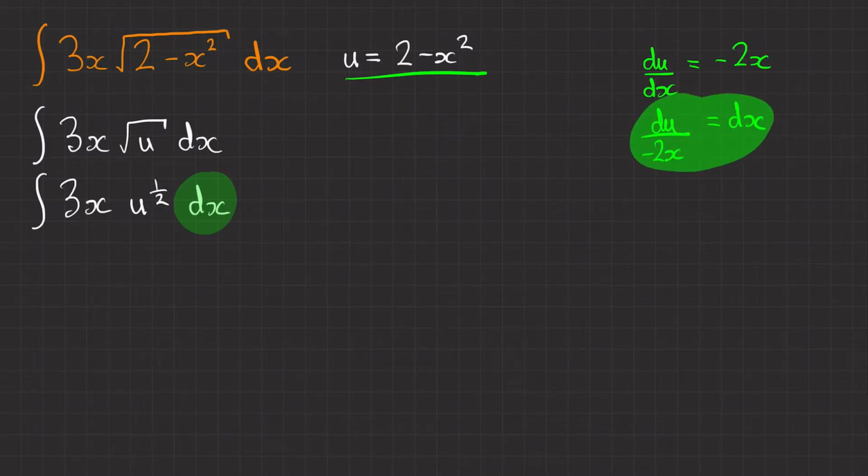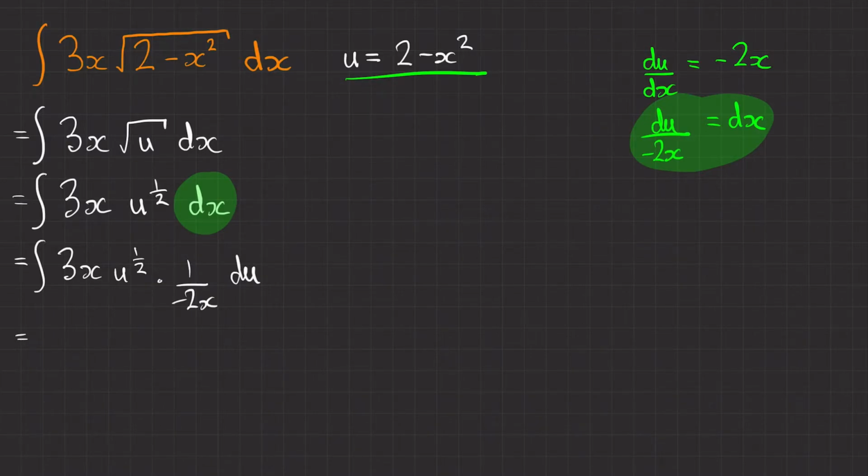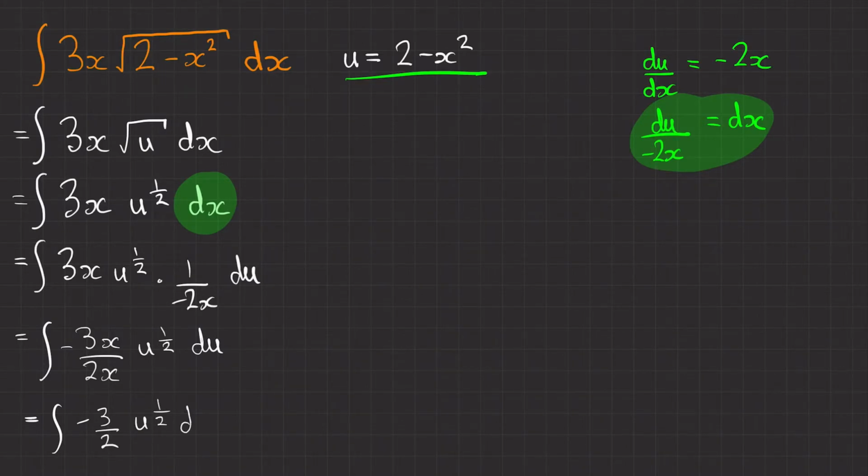We can substitute in this now. So we've got the integral of 3x u to the half multiplied by 1 over minus 2x, all with respect to u. Tidying this up a bit, we'll have equals 3x, or minus 3x over 2x, multiplied by u to the half, all with respect to u. This x and this x here cancel out. So we'll have equals the integral of minus 3 over 2 u to the half du.